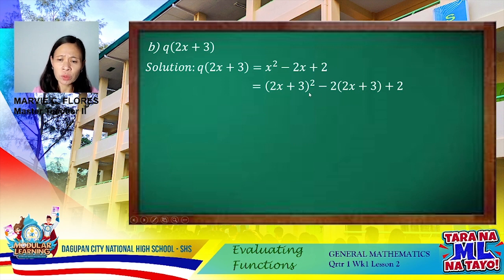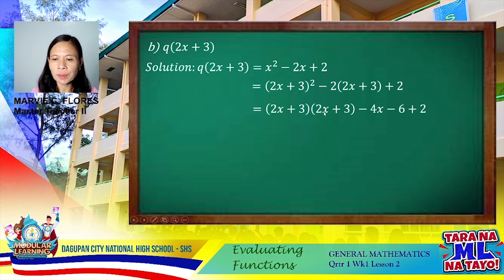In order to simplify it further, we're going to expand. We expand 2x plus 3 squared, so 2x plus 3 times 2x plus 3. Well, in this part, we're going to use the distributive property of multiplication. So, negative 2 times 2x, that is negative 4x, and negative 2 times 3, that is negative 6, then plus 2.